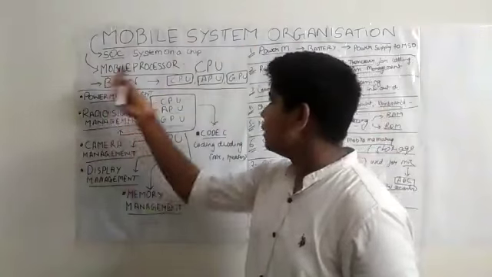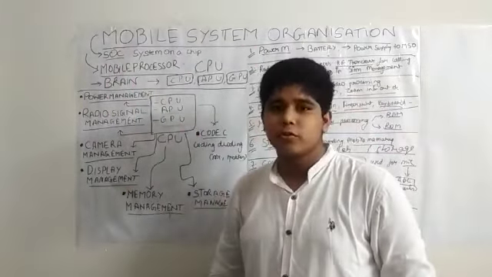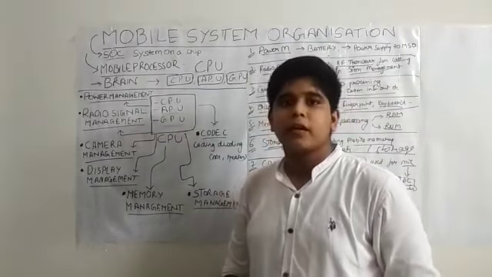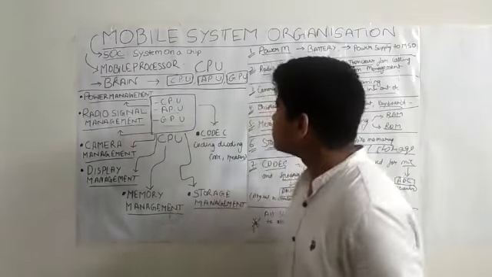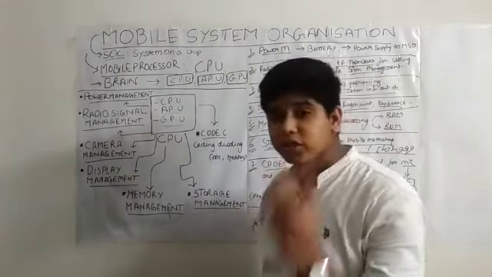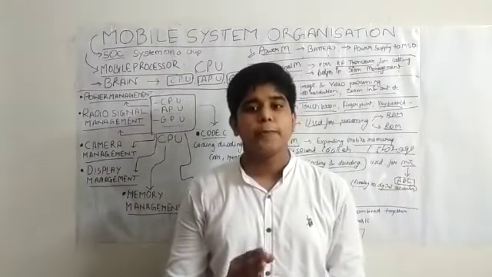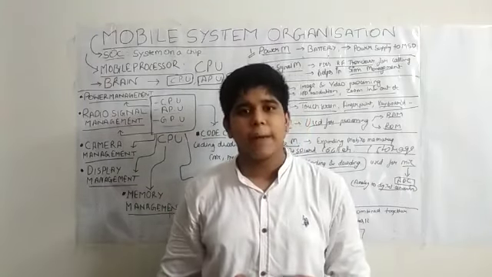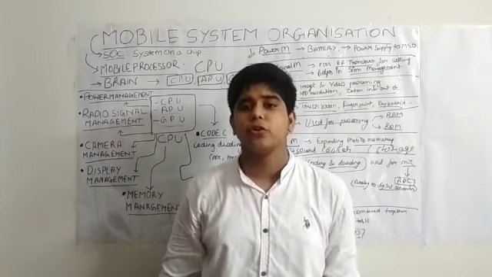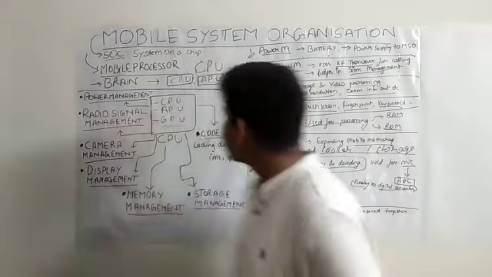First component is mobile processor. Mobile processor is also known as the brain of the mobile system. It controls the entire functioning of mobile system organization. Mobile processor has two sub-processors, CPU and APU. CPU stands for Communication Processing Unit. CPU controls all the calling, texting, etc. APU stands for Application Processing Unit. It controls and guides all the applications which are installed in the mobile system.